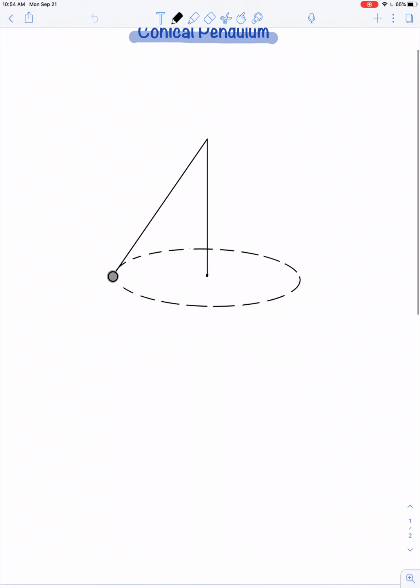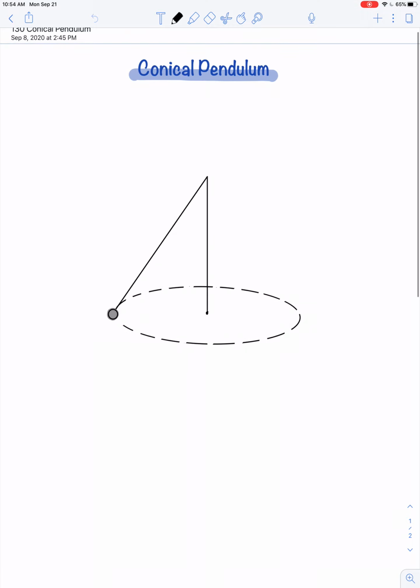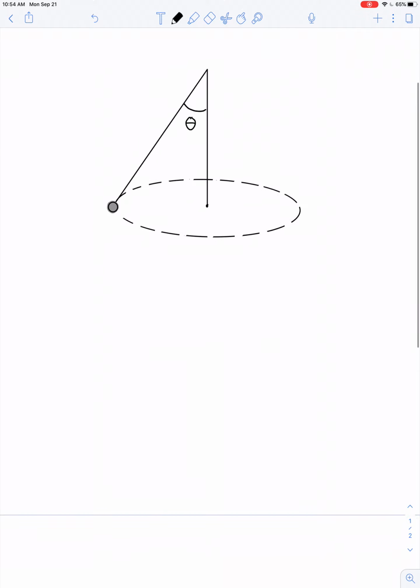If you tie a ball to the end of a string and start to spin it around in a circular path, you will have created something known as a conical pendulum. Now, the faster you spin it, the greater this angle theta will become. And you can argue that it's not possible to spin it so that it goes completely flat.